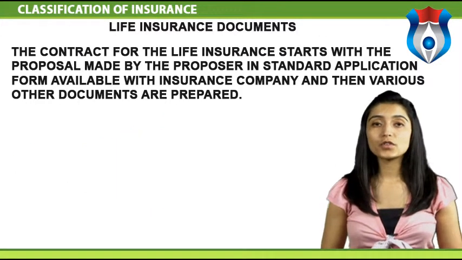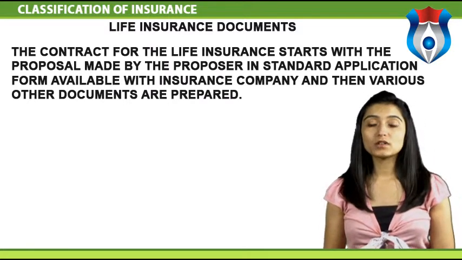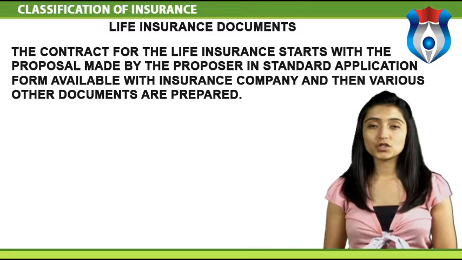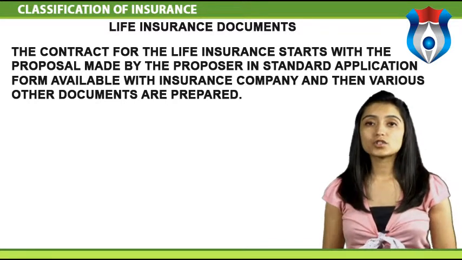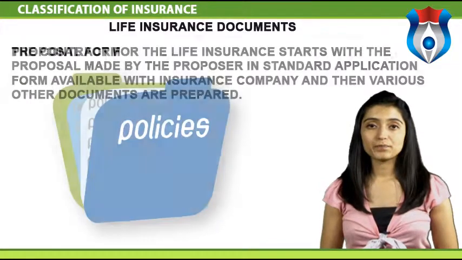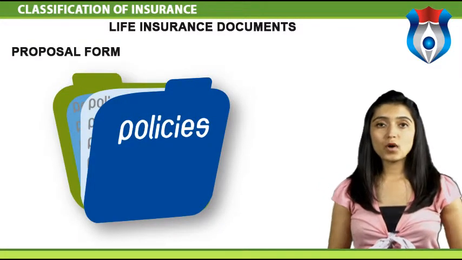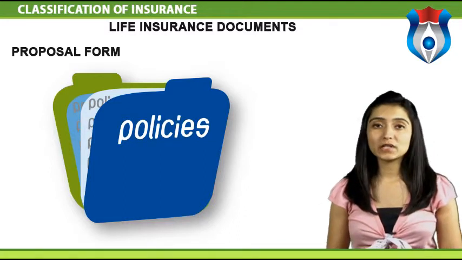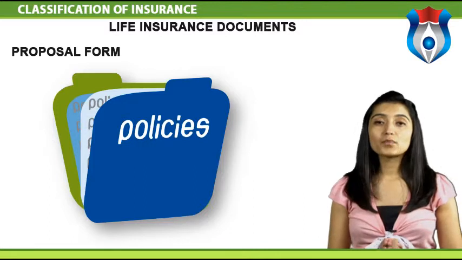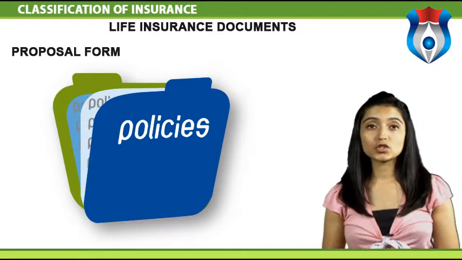The contract for the life insurance starts with the proposal made by the proposer in standard application form available with the insurance company, and then various other documents are prepared. Proposal form. The proposal form is a standardized form. The proposal form is a type of application form which a proposer has to fill with all the relevant details about the life to be assured.